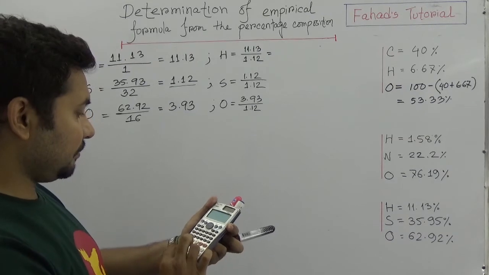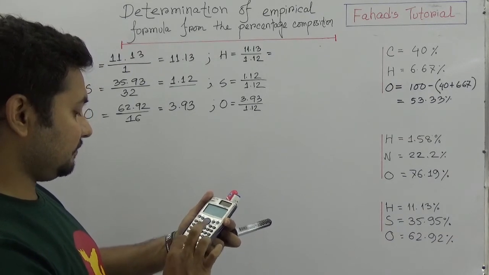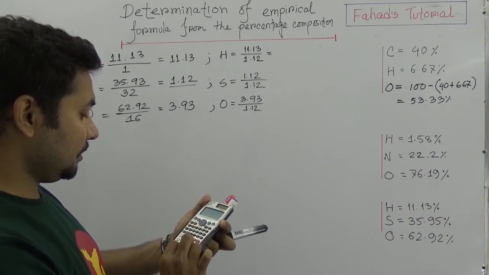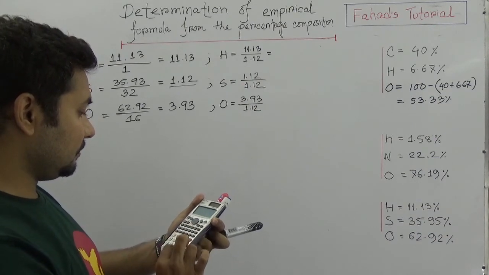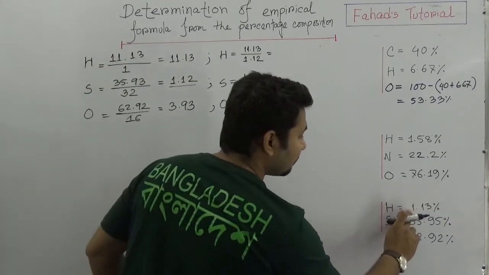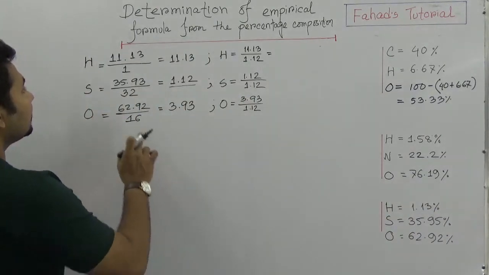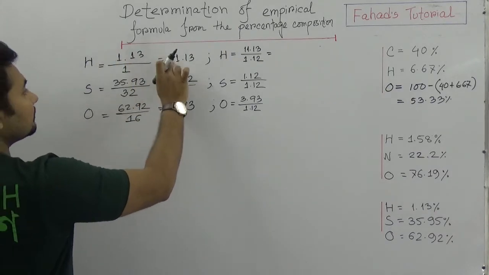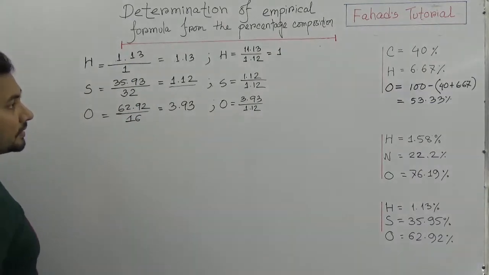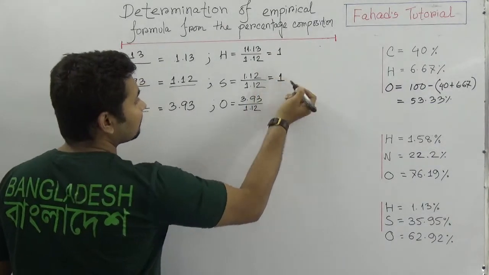So 11.13 plus 35.95 plus 62.92. It's not right actually. I think I made a mistake. It should be 1.13. Yes, it should be 1.13. So it should be 1. Okay, and it should be again 1.